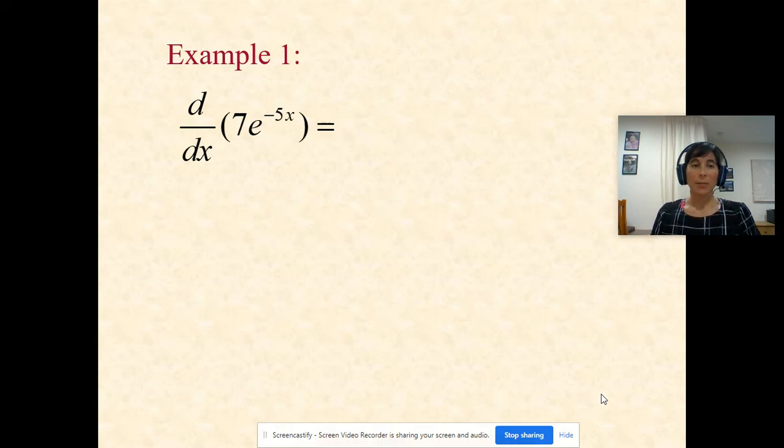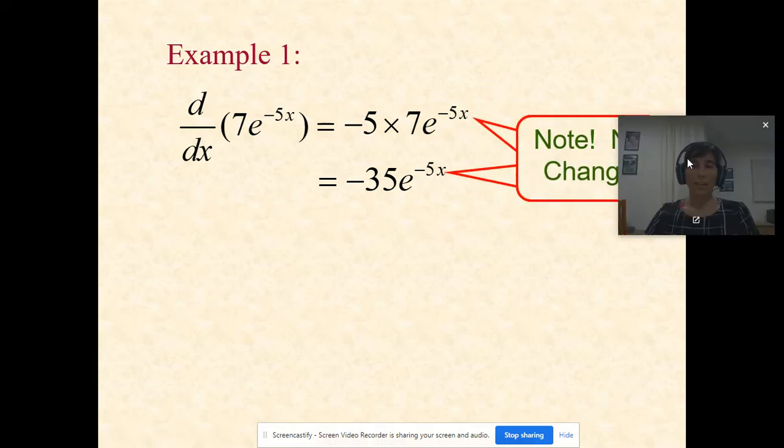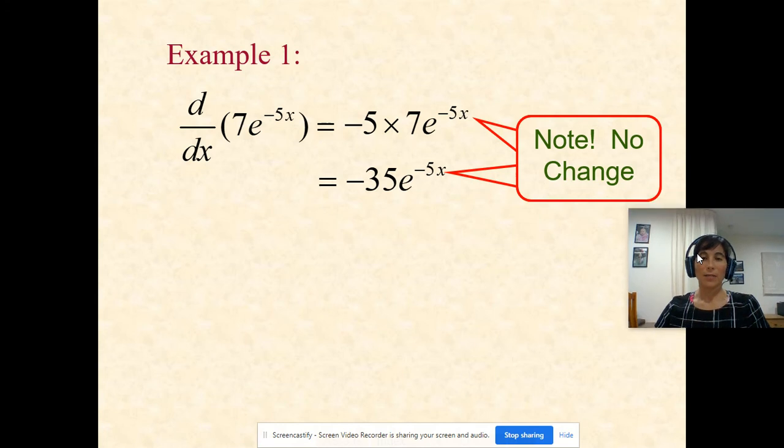Here's our first example. Differentiate 7e to the power of negative 5x. From what we've just learnt, all we need to do is differentiate that power term and put it out the front. So we've got negative 5 times 7e to the power of negative 5x. That's going to give us negative 35e to the power of negative 5x. Note there's no change to the actual exponential function.